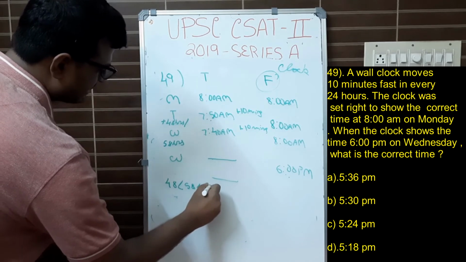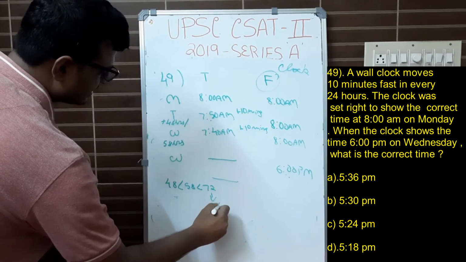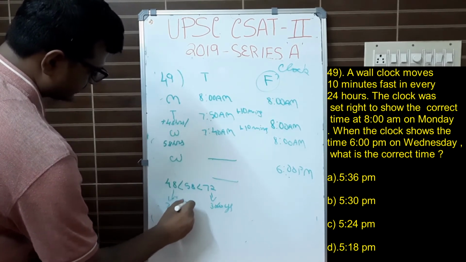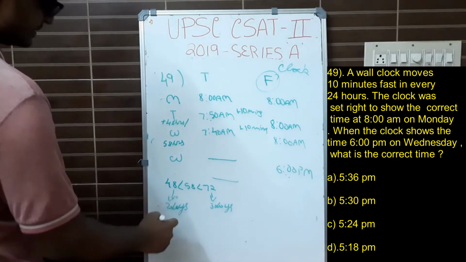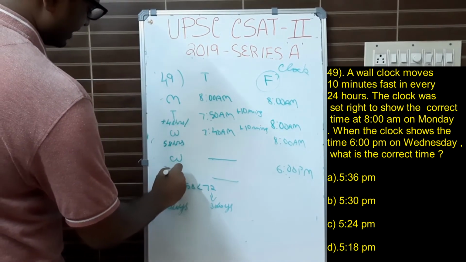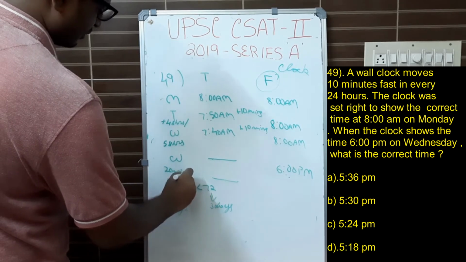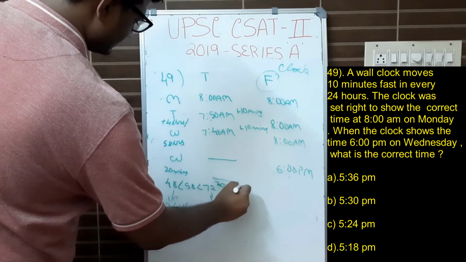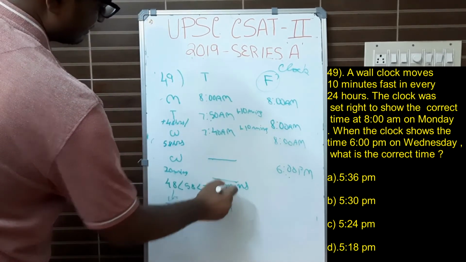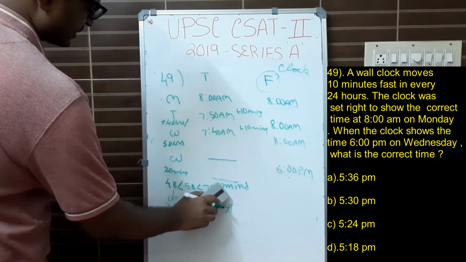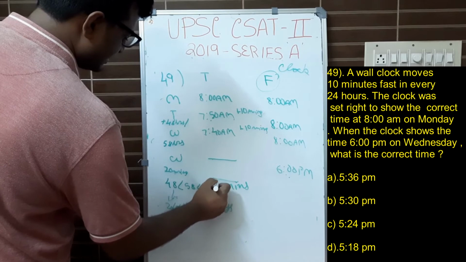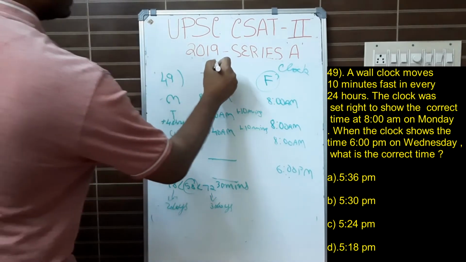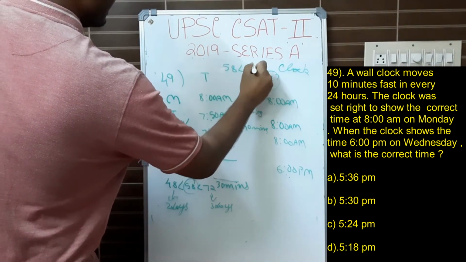72 represents 3 days and 48 represents 2 days. So for 2 days, the variation in time is around 20 minutes. For 3 days, it is 30 minutes. So the variation which we'll actually find is somewhere between 2 days and 3 days. 58 is between 72 and 48.